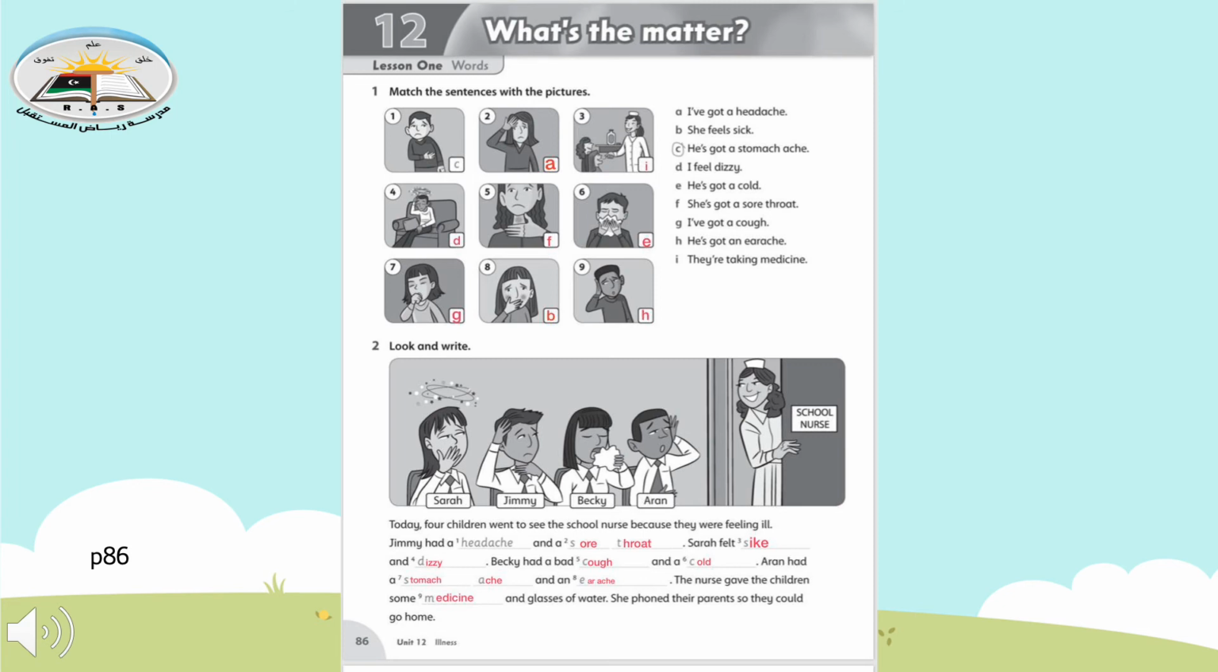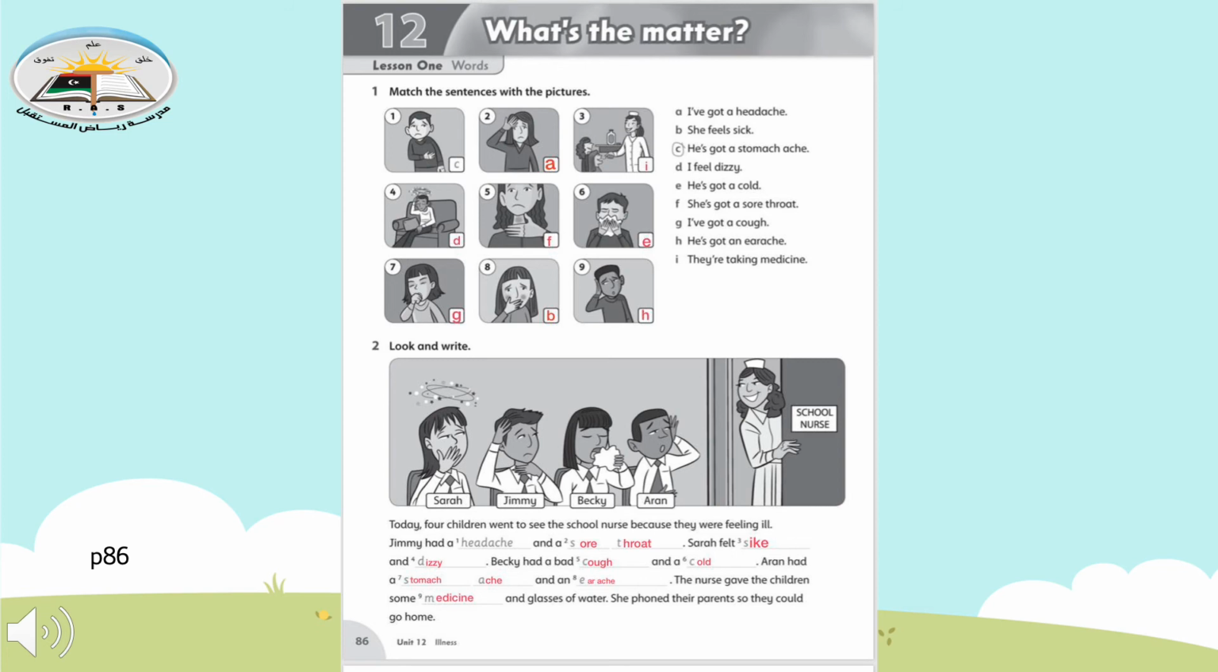Question number 1. Match the sentence with the picture. Now we have 9 pictures. And we have the sentences. A. I have got a headache. B. She feels sick. C. He has got a stomach ache.